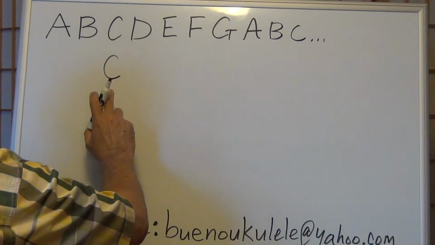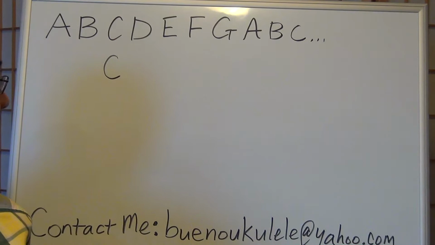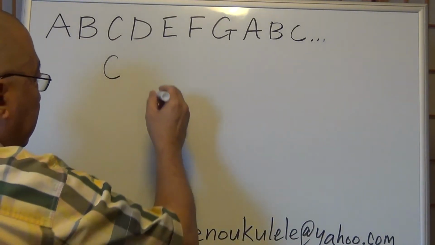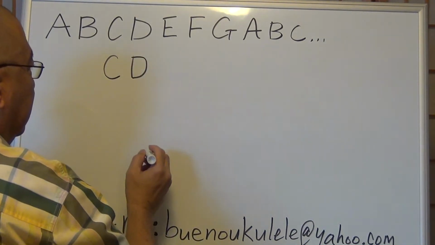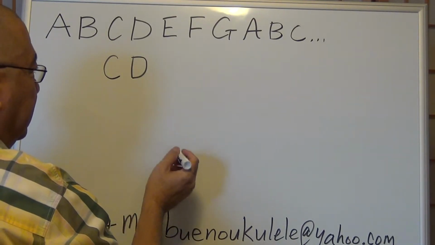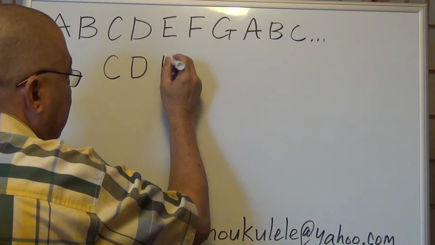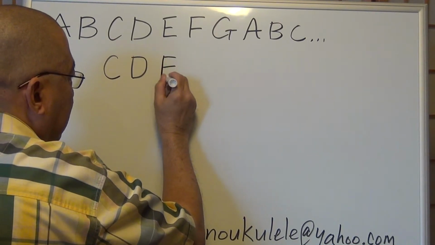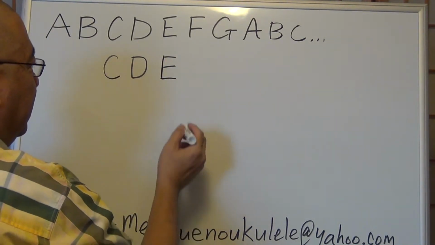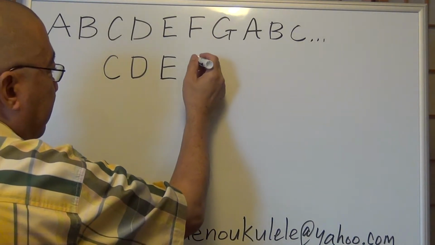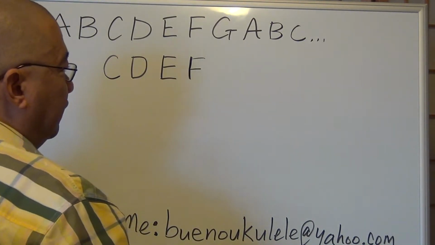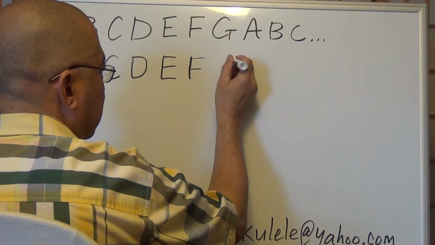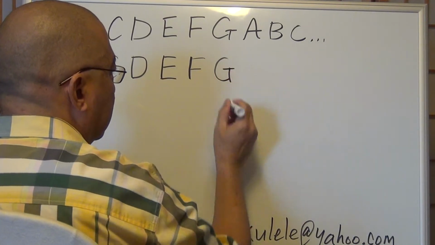Okay, so the key of C, we start with C, because we're in the key of C. The next letter is going to be D, because we're still following that alphabet pattern, right? Next one's going to be, what's after D in the alphabet is E. Okay, you can kind of start to see a little pattern here, huh? What's after E in the alphabet, and we're in the key of C now, F. What's after F? G.